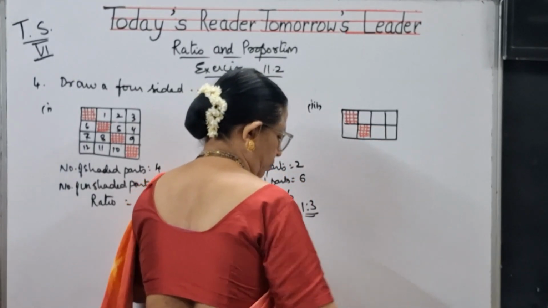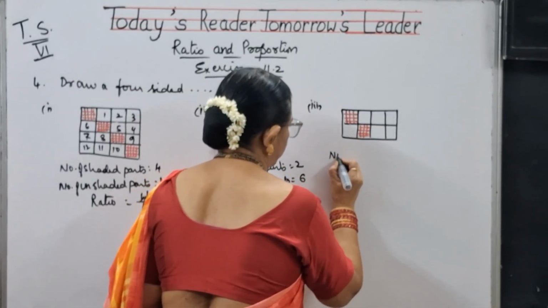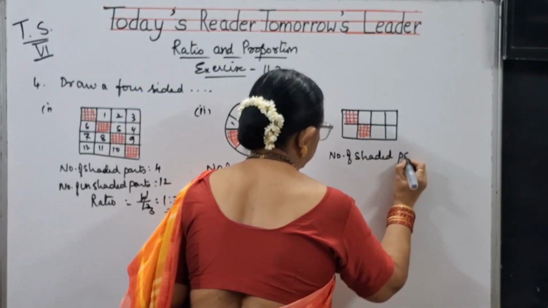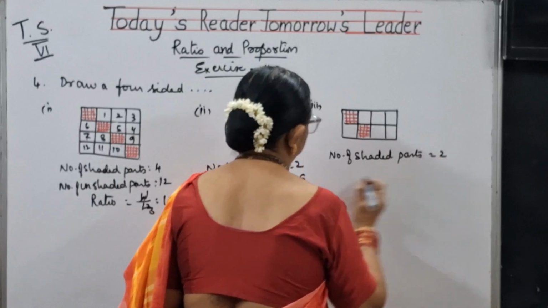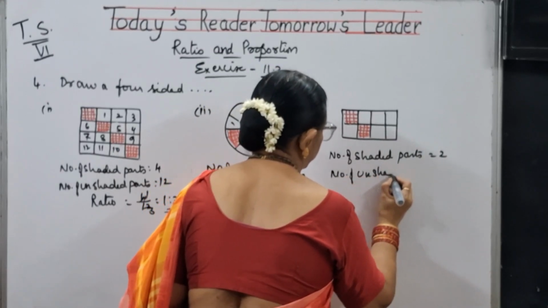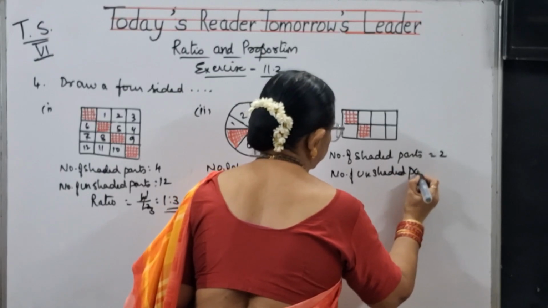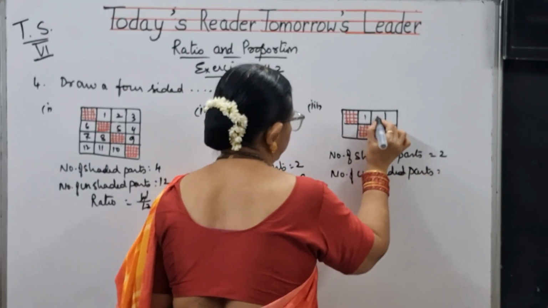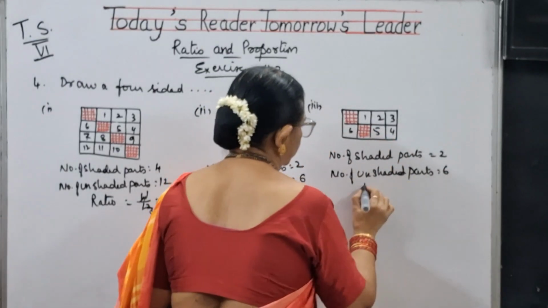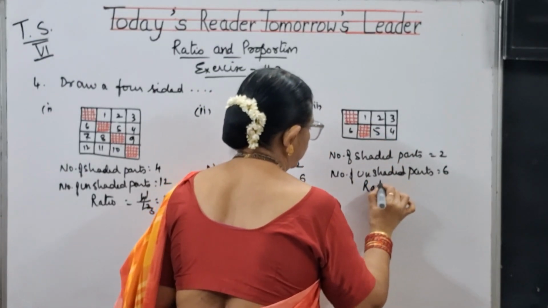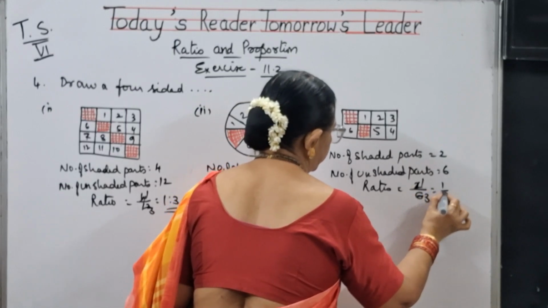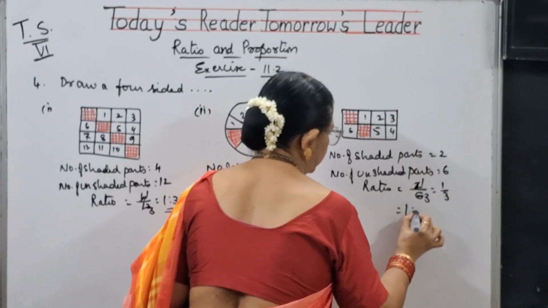So number of shaded parts are 2. Number of unshaded parts. How many are there? 1, 2, 3, 4, 5, 6. 6 are there. So what is the ratio? 2 by 6. That means 1 by 3. This is nothing but 1 is to 3.